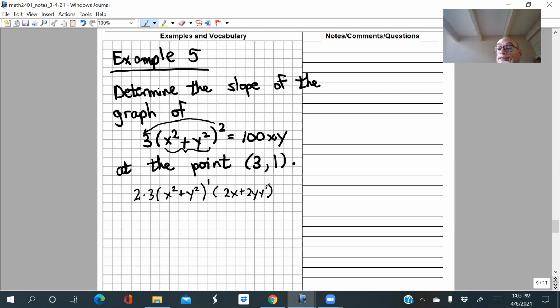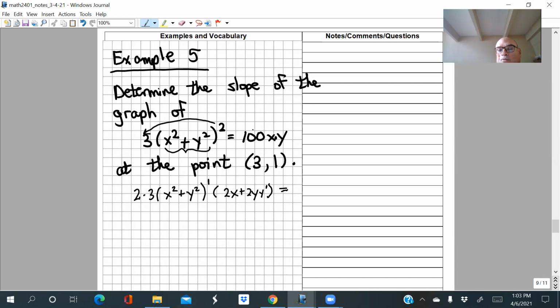Because y is considered the output variable here. Y is a function of x. So you take 2x plus 2y, y prime. That's the derivative of what's inside the parentheses. Well, that's it though, okay? So there's the left-hand side differentiated.